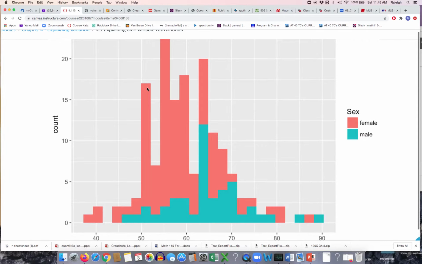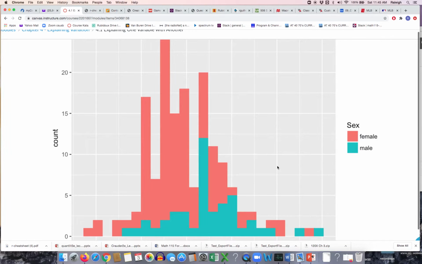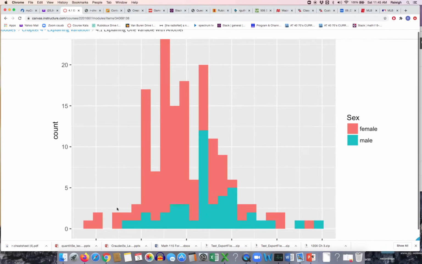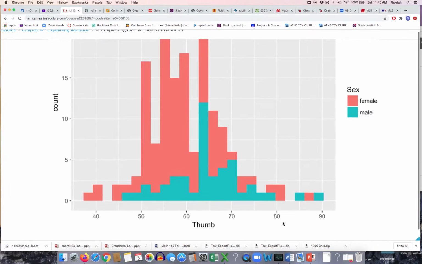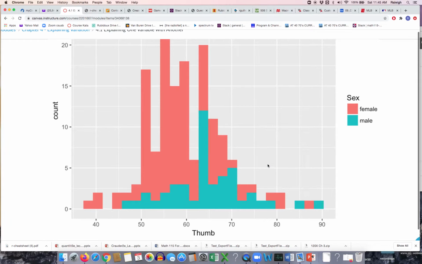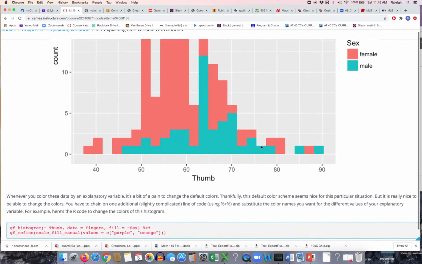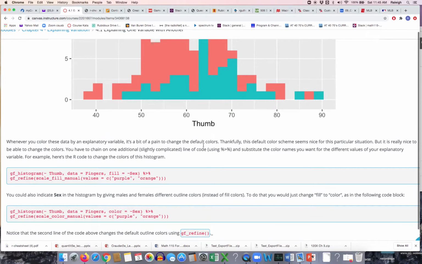Now they've picked some default colors, and male is kind of in this blue-green, and female is sort of in this red. One thing that's striking here is that there are a lot fewer males in this data set than females. So almost every step of the way it's smaller, just a couple of exceptions, and out there it hardly matters. This is the thumb length. It's a little difficult to see much from this, but they have some explanation here. They say it's a bit of a pain to change the default colors, but if you really hate these colors, and I'm not a huge fan of these, you could change it. And so they have a way to do that if you were interested in that.